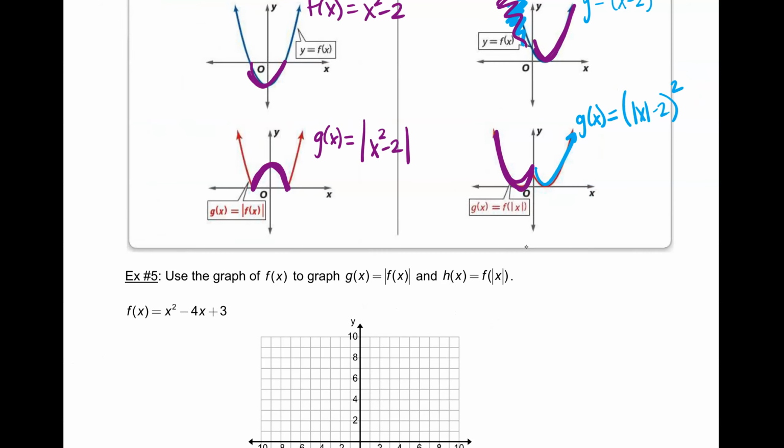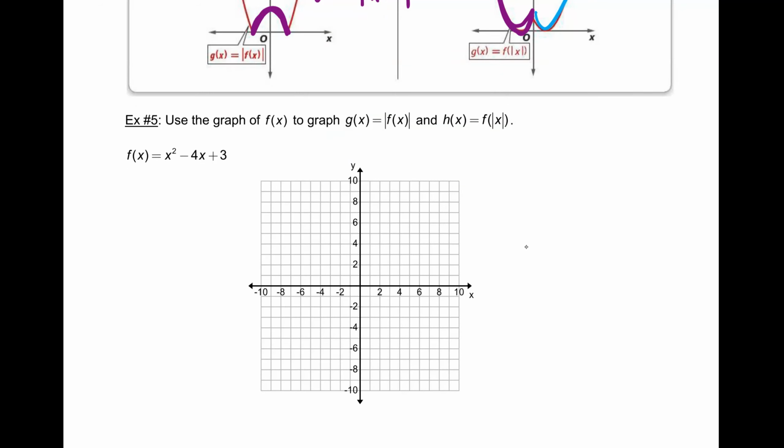Let's use a graph, f of x, to graph g of x equals absolute value of f of x and h of x equals f of absolute value of x. First, why don't we graph the regular function first? Do we know what this looks like?